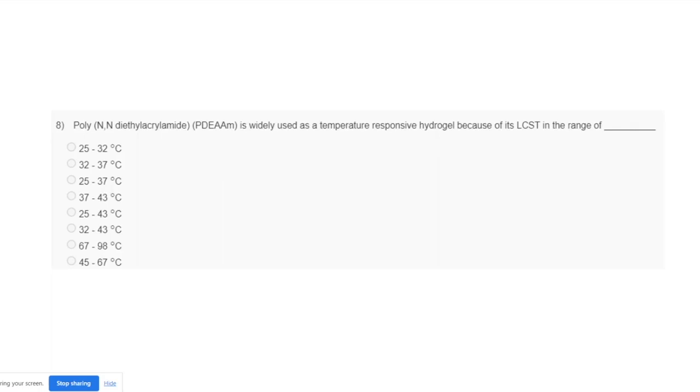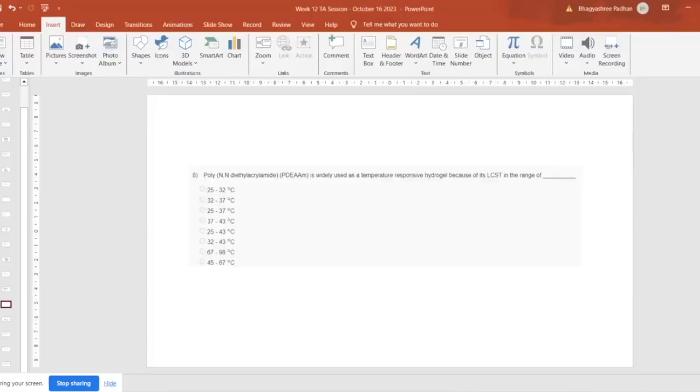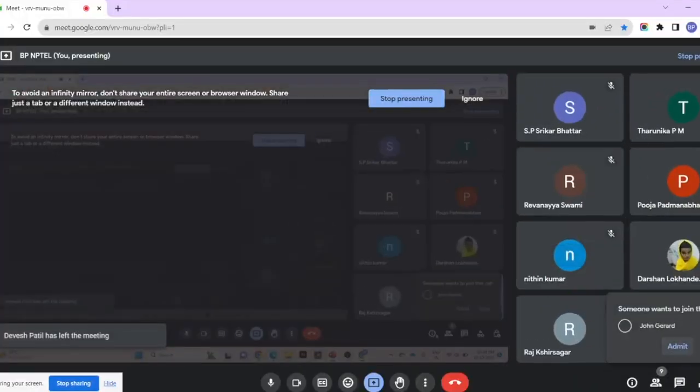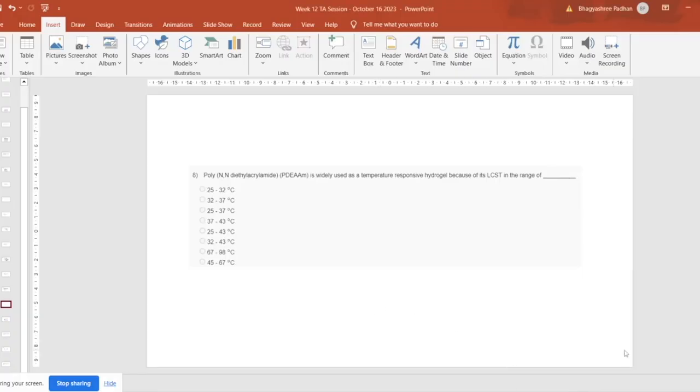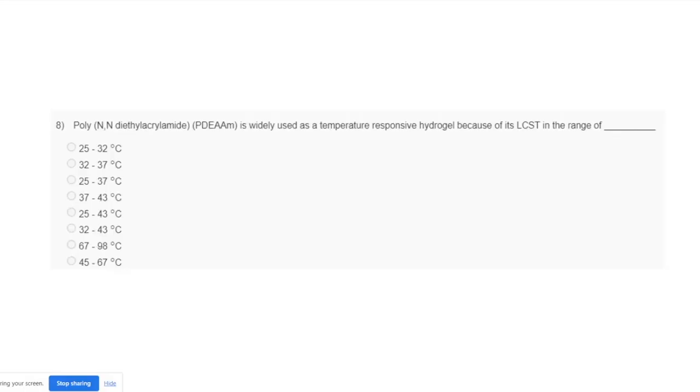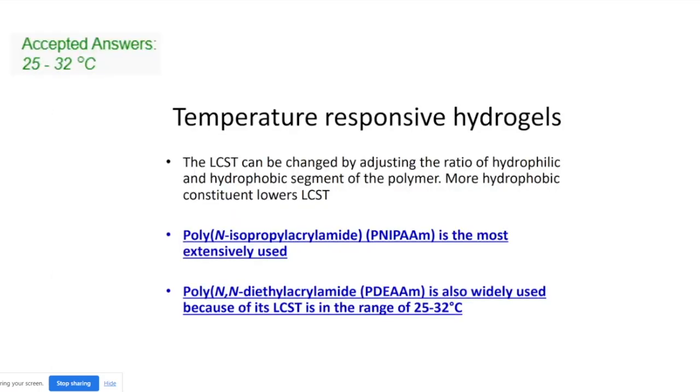Poly-N-isopropylacrylamide is widely used as a temperature responsive hydrogel because of its LCST in the range of, what is the LCST temperature range of poly-N-isopropylacrylamide? 25 to 32, like physiological temperature. Okay. Yes, 25 to 32 will be the correct answer. Above this temperature, it will mostly not dissolve in water, and that is why it can be used as a temperature responsive hydrogel.